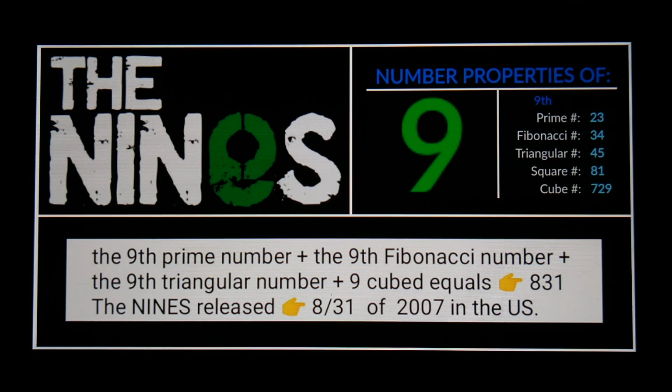There's a few release dates that you might be able to find, but in the United States, it had a release of August 31st, the anniversary of the death of Lady Di. 8/31, August 31st. Again, we can get that 831 by adding the ninth prime plus the ninth Fibonacci plus the ninth triangular number plus 9 cubed. That equals 831, the release date of The Nines. And look at the year. It came out in 2007, 2 plus 7. There's a lot more. Again, we're going to keep this simple.